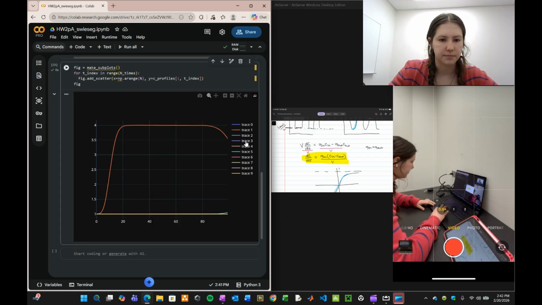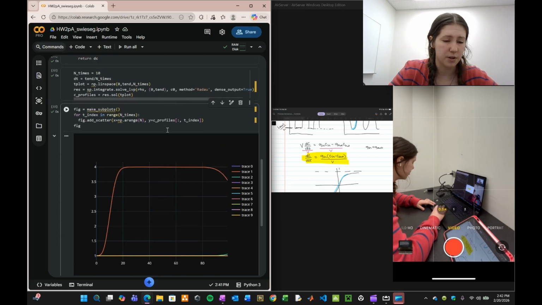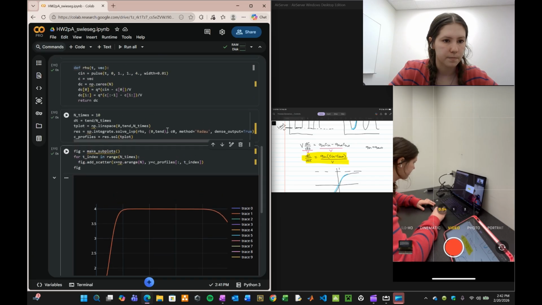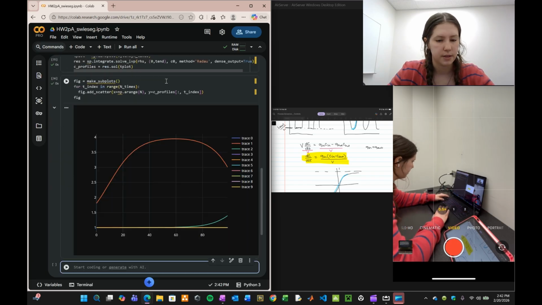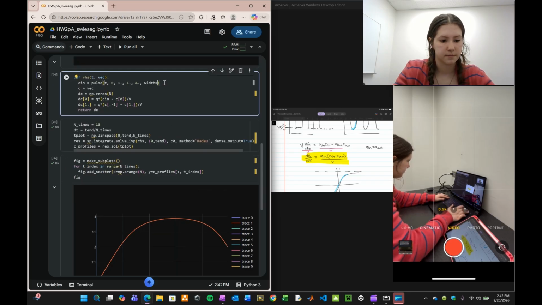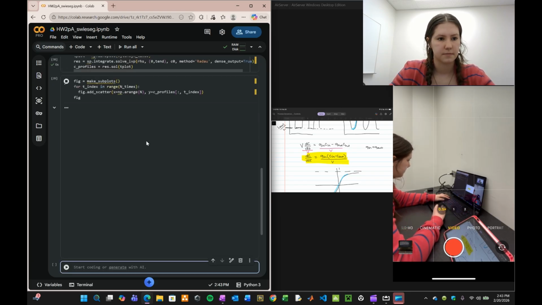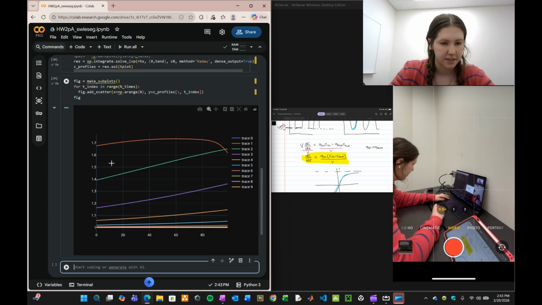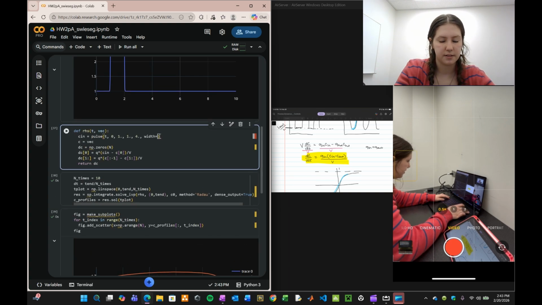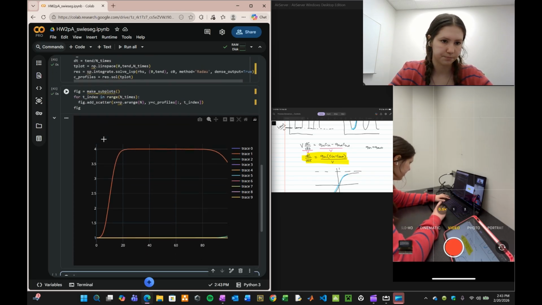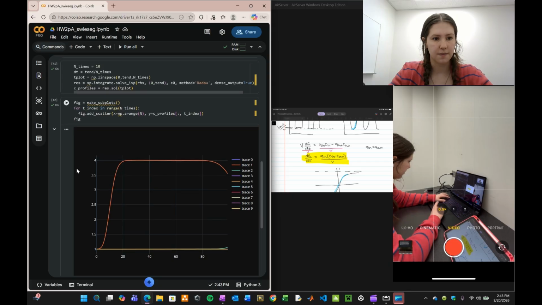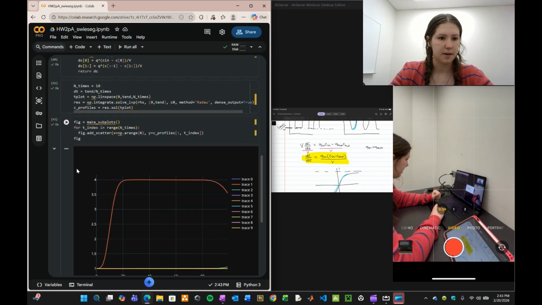And so we could even change our width if we wanted to. Up here, say 0.1 instead of 0.01. You can see it gets more gradual. Whoa, yeah. So as we increase this width, it's changing how sudden and how steep this change in concentration is. So yeah, that is what our plot looks like. Thank you for watching.